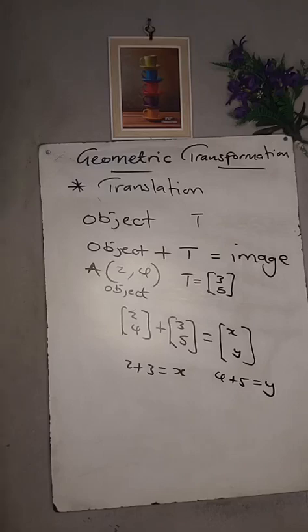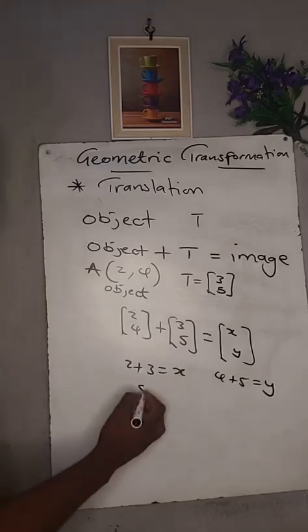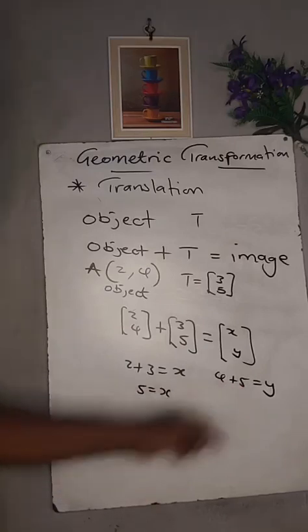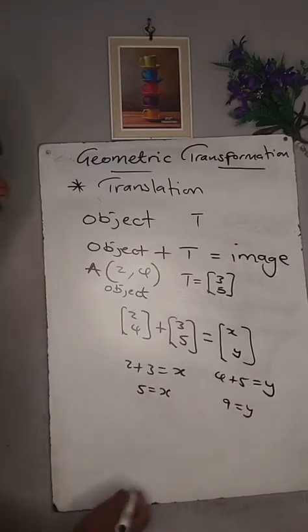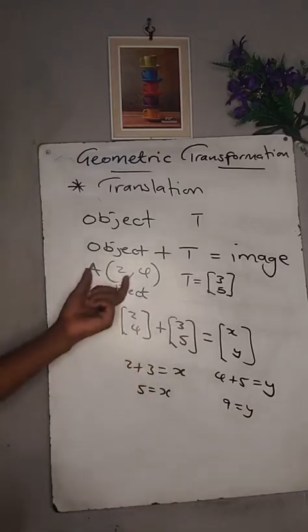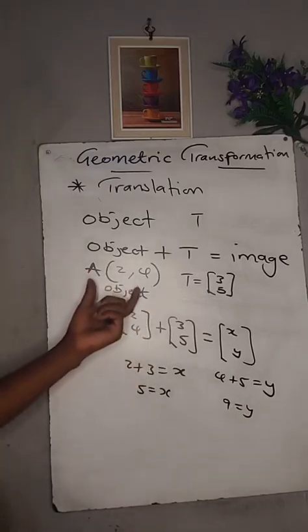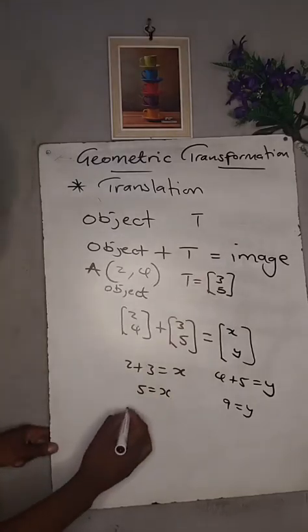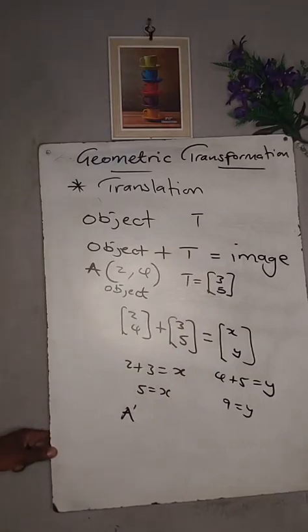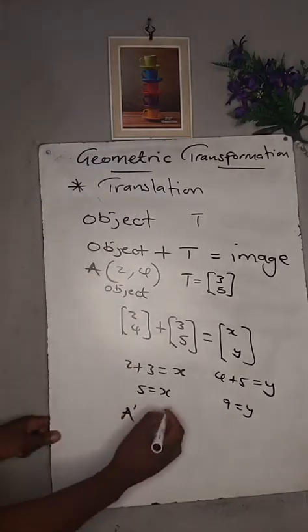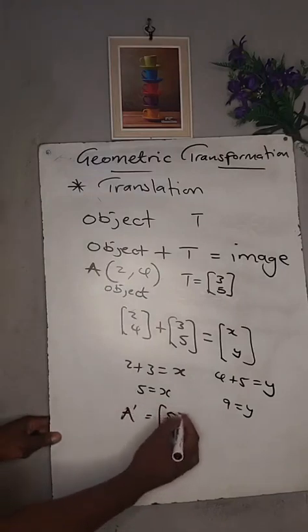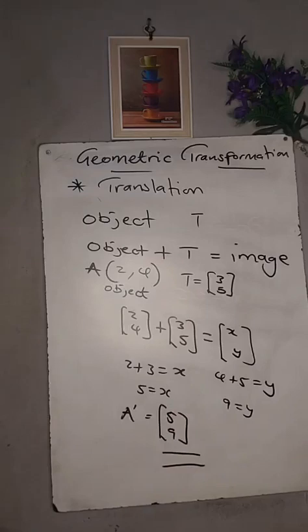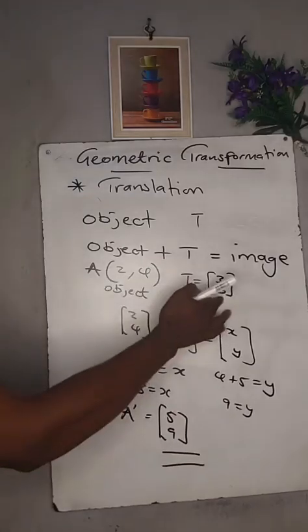All right. Then after that, 2 plus 3 is 5. So 5 is equal to X. Then 4 plus 5 is 9. So 9 is equal to Y. So I know my image for this point. For this object, I know where its image will be. So I'll say A with that symbol, which shows an image. It's not A complement, but A with that symbol. All right. So A image is equal to 5 and 9. This is the image.